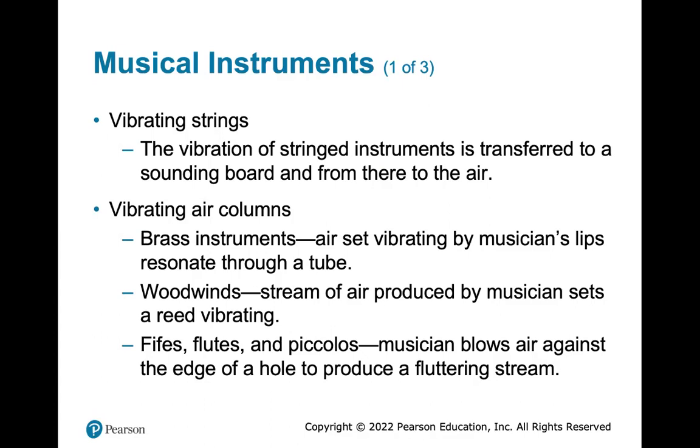Vibrating air columns. Brass instruments: air set vibrating by the musician's lips resonates through a tube. Woodwinds: a stream of air produced by musicians sets a reed vibrating. Your saxophone, your clarinet, they have a reed. The oboe has a reed. Fifes, flutes, and piccolos: the musician blows air against the edge of a hole to produce a fluttering string.